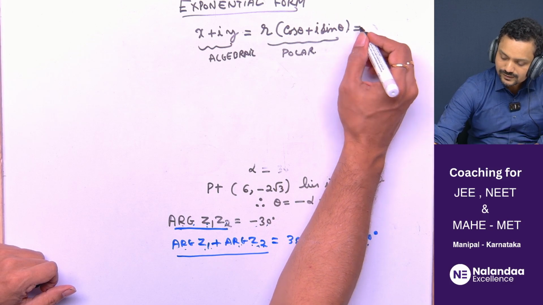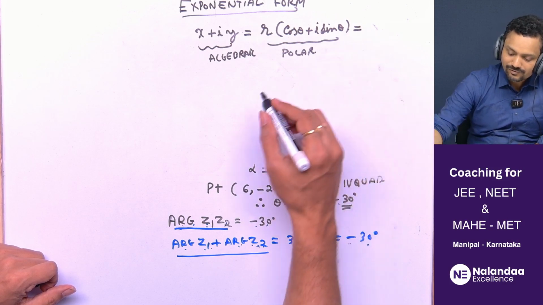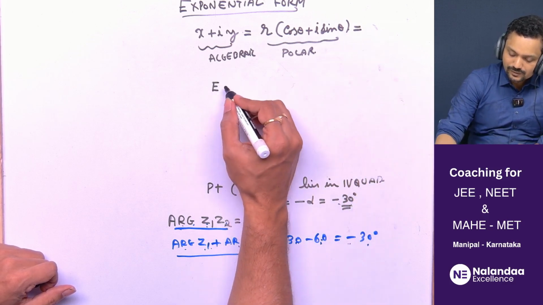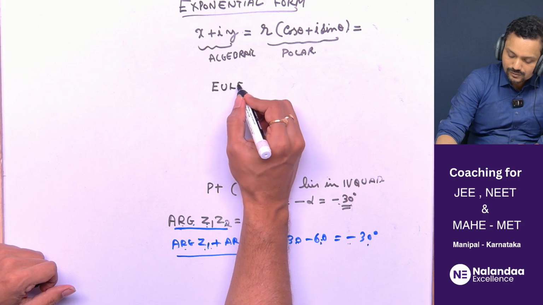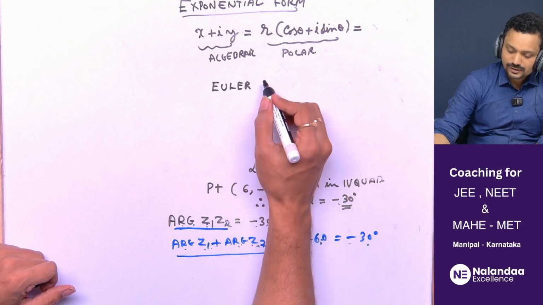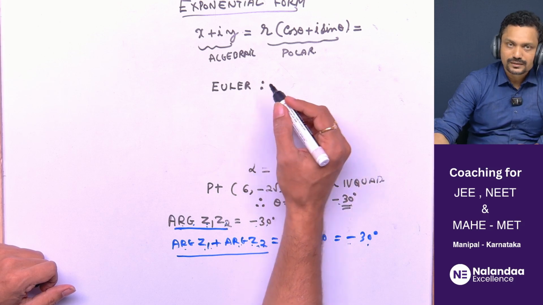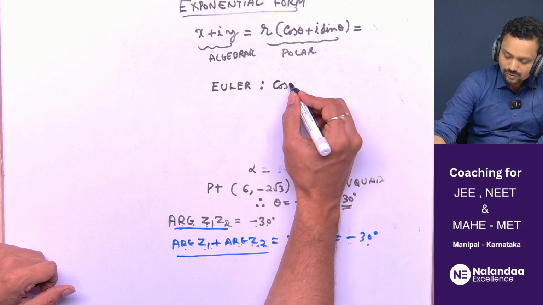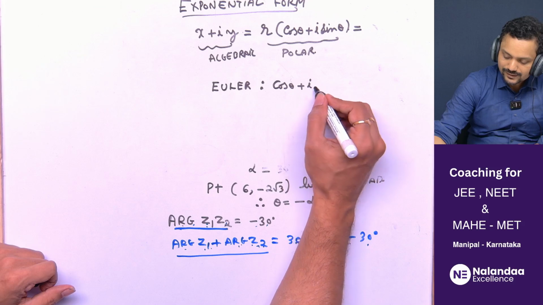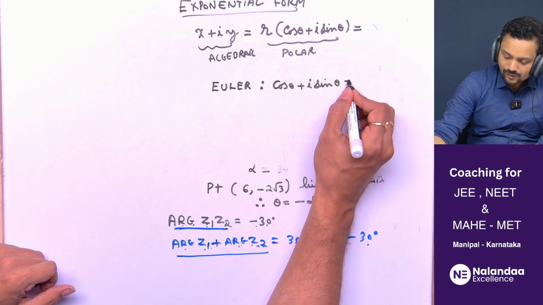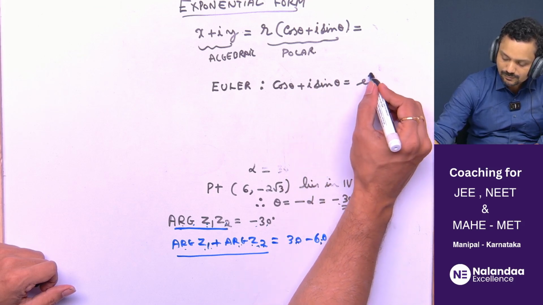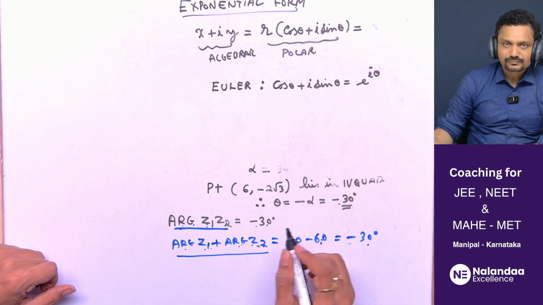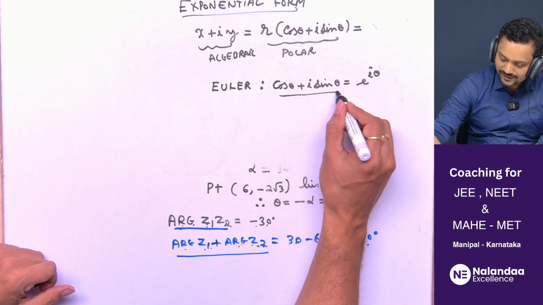And there is another form called exponential form. There was a mathematician by the name Euler, or some call it Euler. He later showed that cos theta plus i sin theta can also be written as e to the power i theta. So this is what he showed later.